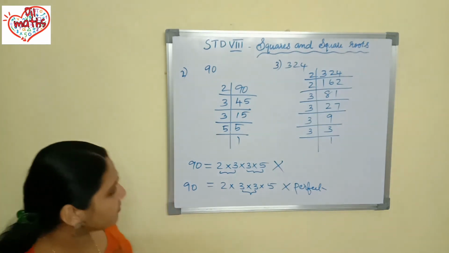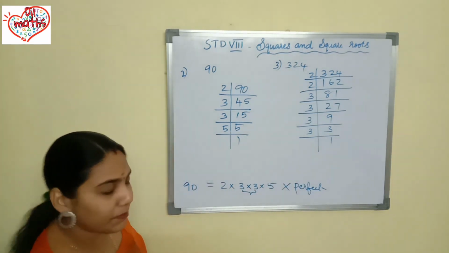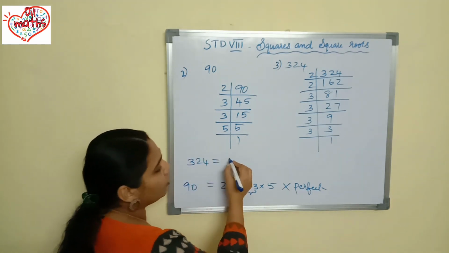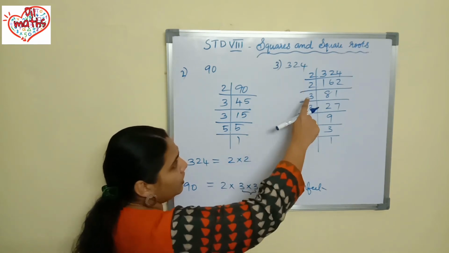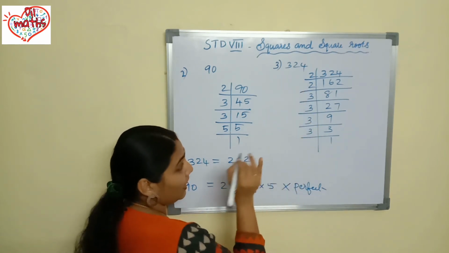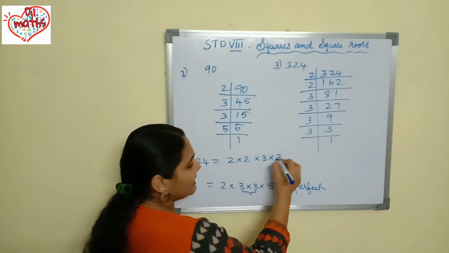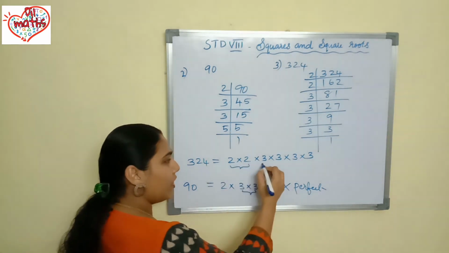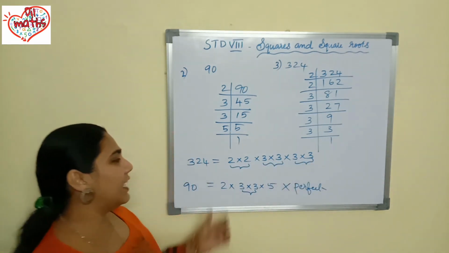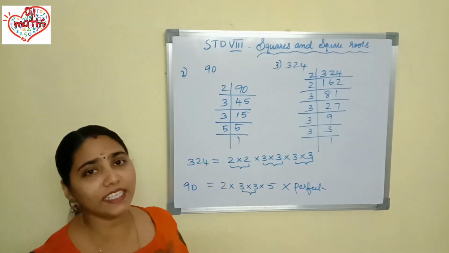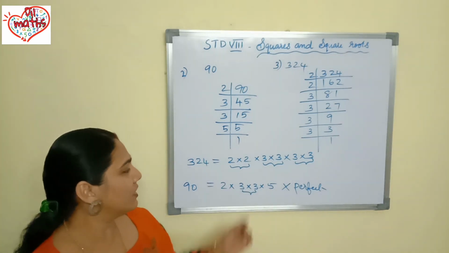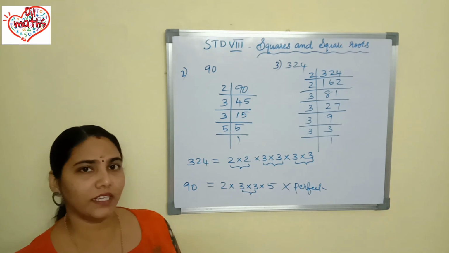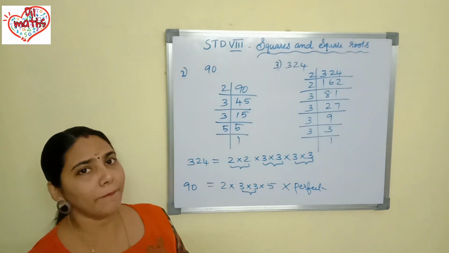Okay, you will write the prime factorization of 324 here, to see whether it is a perfect square or not. 2 into 2, 2 2s, and how many 3s? 4 3s. While making pairs, what will happen? We can see that all the prime factors exist as equal pairs only. Here 2 has one pair, 3 has one pair, and again 3 has one more pair. That means this 324 is a perfect square number.